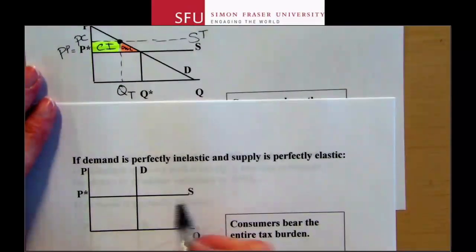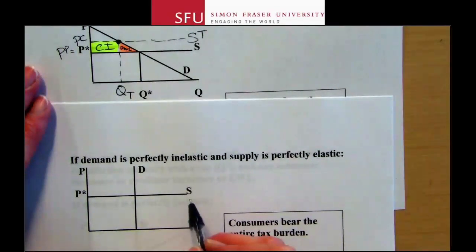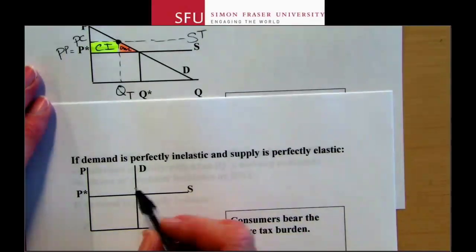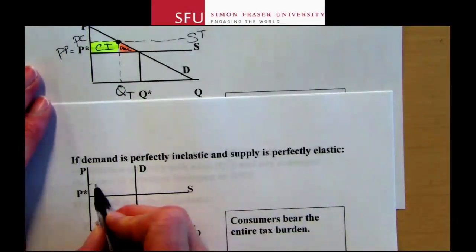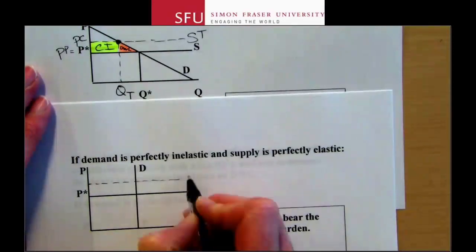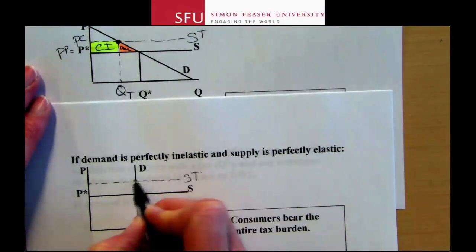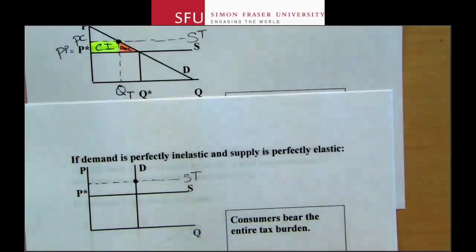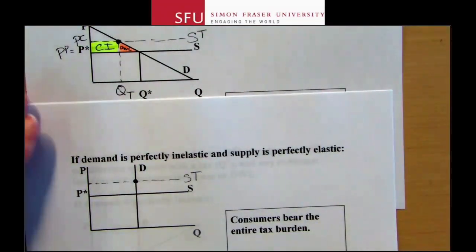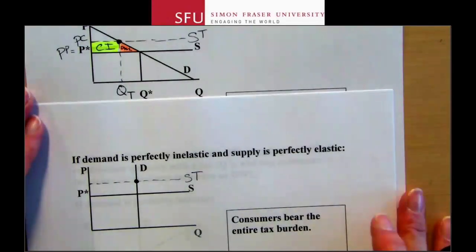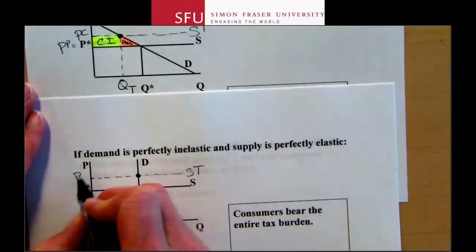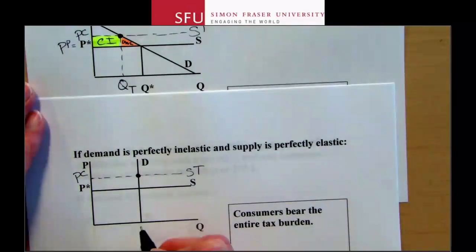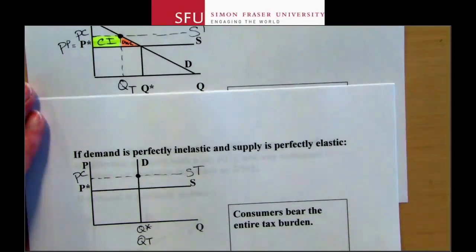Next one is similar. The supply curve is horizontal, so perfectly elastic. Tax is added. Okay, so same thing. We add the tax. And now the new equilibrium is up here. So the quantity will not change. The price will go up for the consumer. Now the consumers have to pay this price, but the quantity will be the same. So this was Q star, and now it will also be QT. So the quantity will not change.